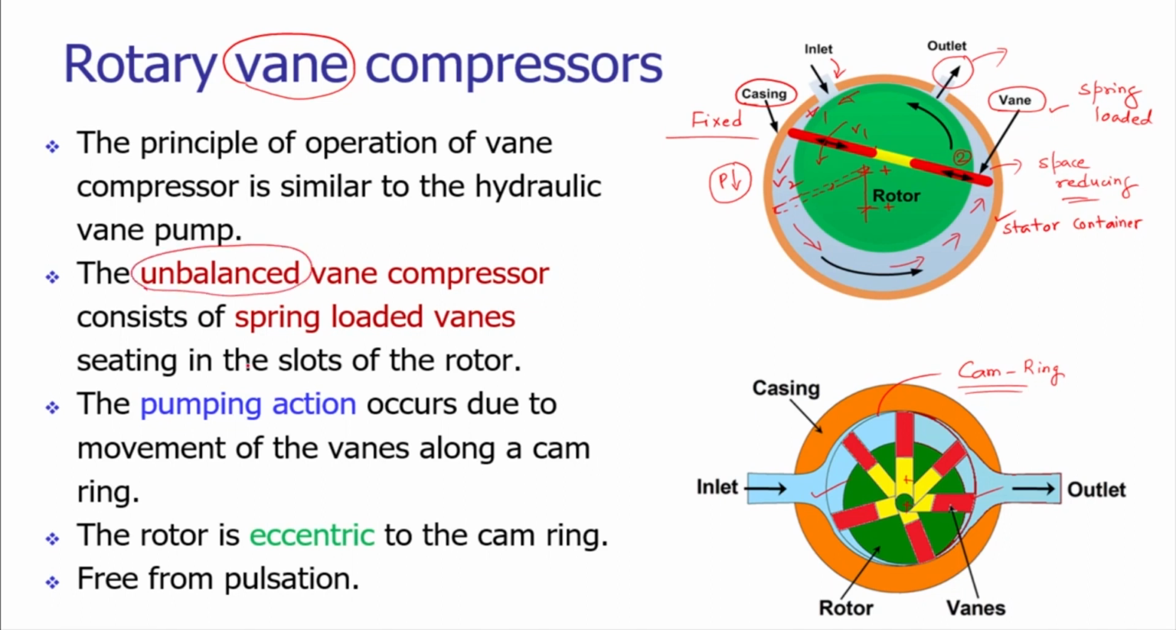The balanced vane compressor is also available. The construction and the working is very similar to the balanced vane pump, which we have seen in our previous class. The advantage of the rotary vane compressor is that they are free from the pulsation. They are free from that pulsating action which is obvious in the reciprocation type compressor.